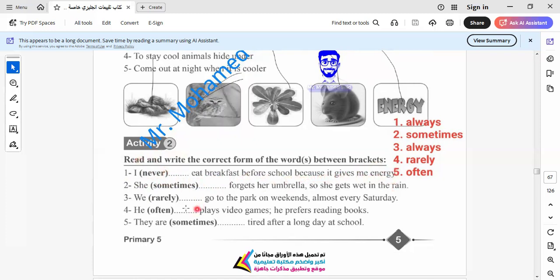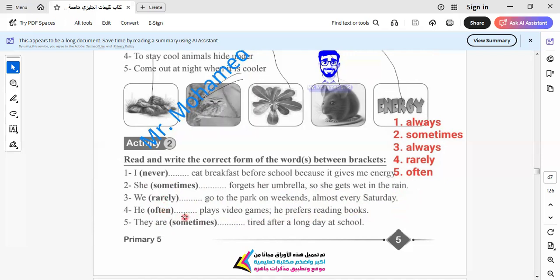Here it is I always. She sometimes forgets her umbrella, so she gets wet in the rain. Sometimes, this is correct. Space really go to the park on weekends, almost every Saturday. It will be here always. He often plays video games. She prefers reading. So here rarely means he can't do this as usual.